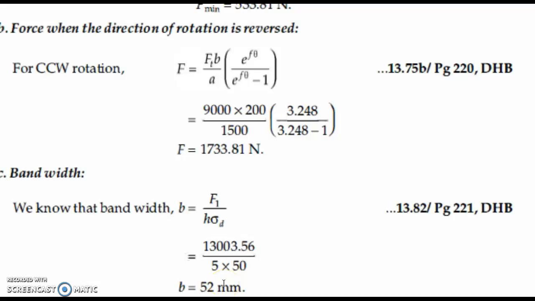So this is about the simple band brake problem. Okay, thank you.